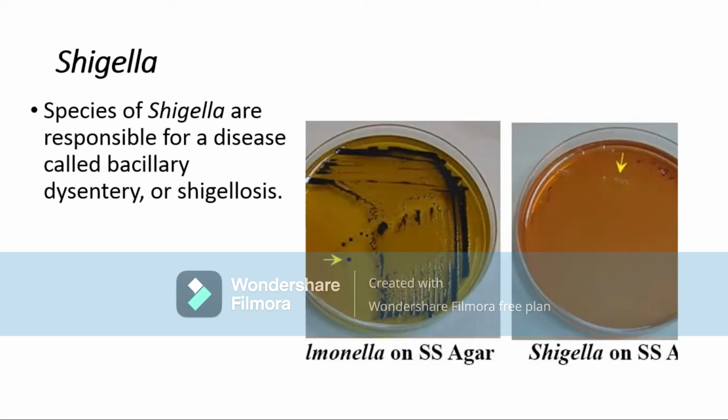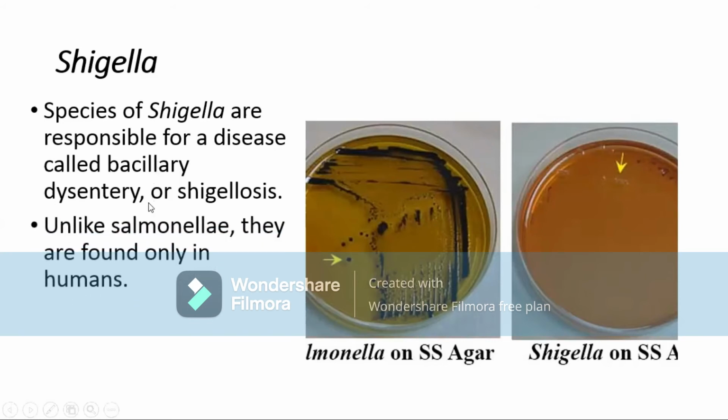So a quick test is that you can plate the organisms on this agar. You can see that Salmonella gives black colonies, and Shigella on the SS agar gives yellow colonies. So it gives a quick differentiation between the two. So if the two cultures somehow get mixed, then this is an easy, quick way to separate the two and purify them.